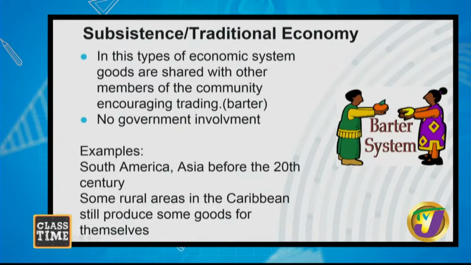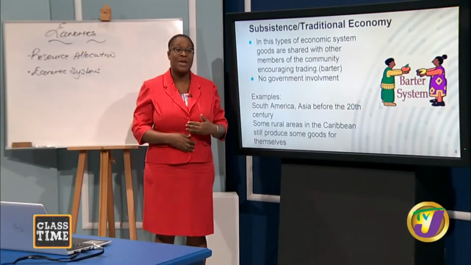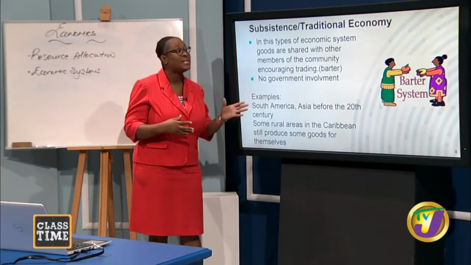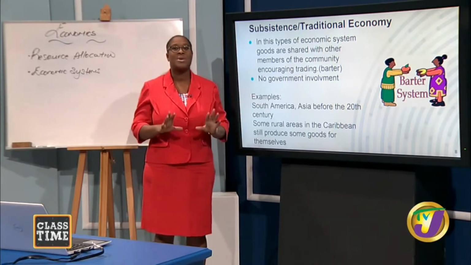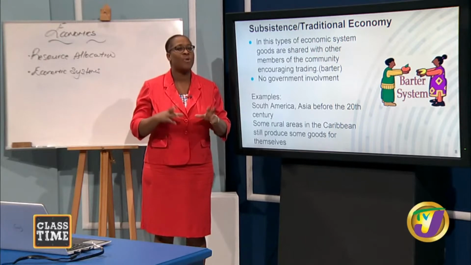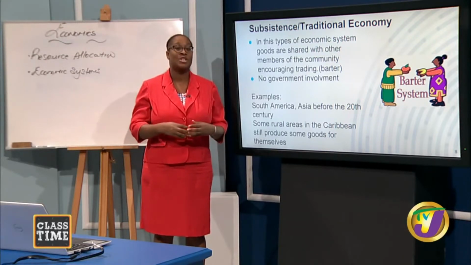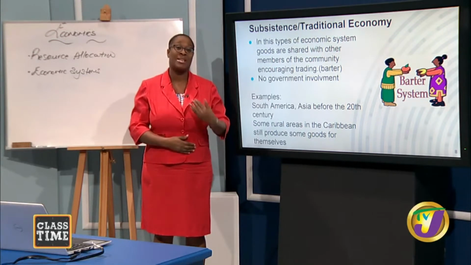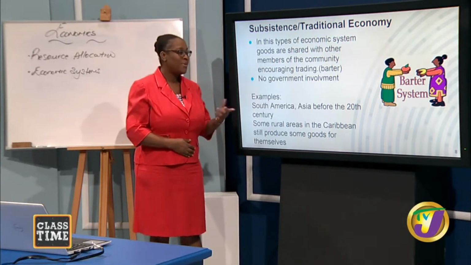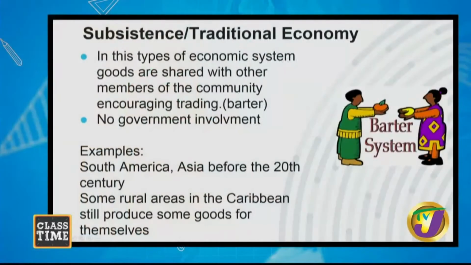In this system, what they would do is exchange goods and services for goods and services. You also found that under this traditional system, there was little to no government involvement. So there were no regulations as it relates to what government stipulates in terms of what you can produce or cannot produce. So some of the examples there was before the 20th century, some section of South America and Asia.